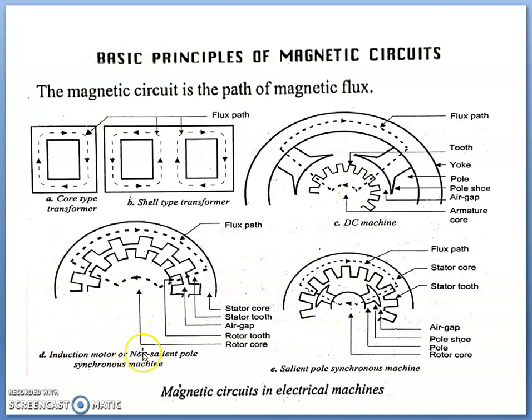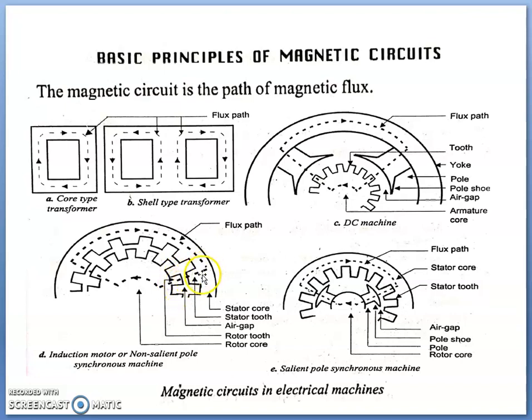And the next type of machine is the induction motor. Induction motor is a non-salient pole machine. So there is no salient pole structure. Both stator and rotor will be cylindrical in nature. Both will have tooth and slot portions alternately. Actually the stator will be producing the magnetic flux. The stator magnetic flux crosses the air gap and enters the tooth portion. This is the tooth portion of the stator, and this is the tooth portion of the rotor.